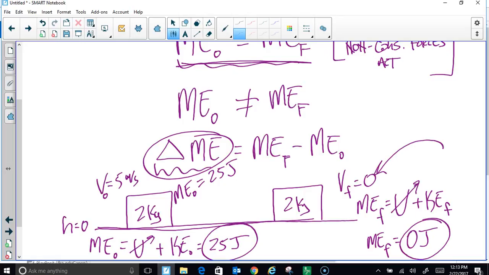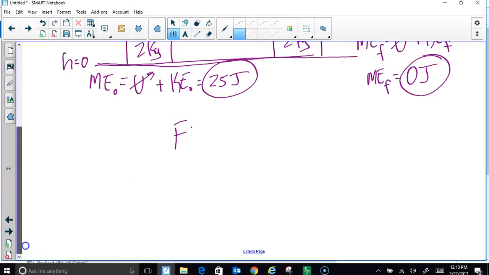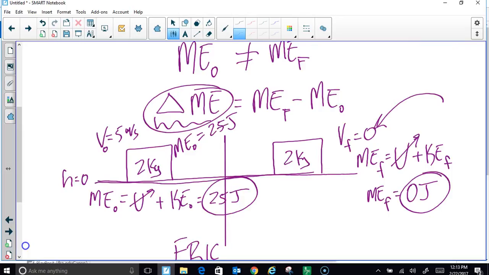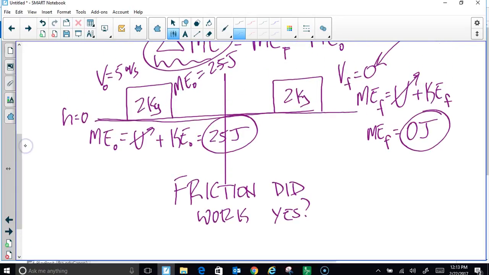So where did the energy go? Well, there's only one place it could have gone, and that was friction. And what we say is that friction, I think you would agree with me on this one, did work on the box, right? In fact, it applied a force over a distance. I don't know what that distance is, I don't care at this point, but it certainly did apply its force over this distance.